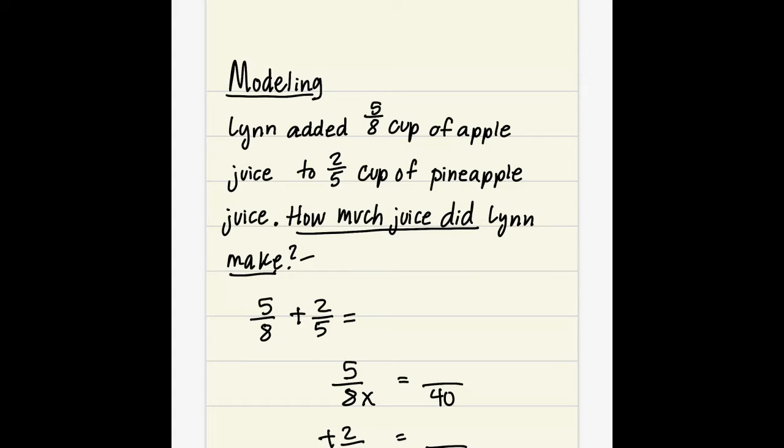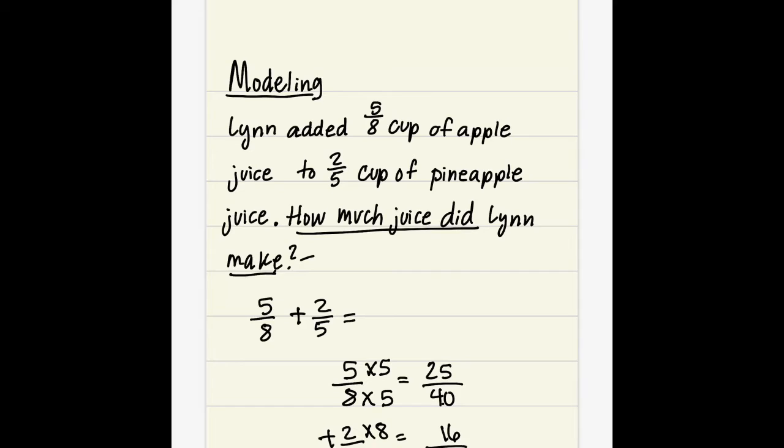So what did I multiply by 8 to get 40? And it was 5. So 8 times 5 is 40. But remember, you also have to do it here. 5 times 5 is 25, because what you want to create is an equivalent fraction for 5/8. So 5 times what is 40? 5 times 8 is 40. Also do it here because you want to create an equivalent fraction for 2/5. 2 times 8 is 16.